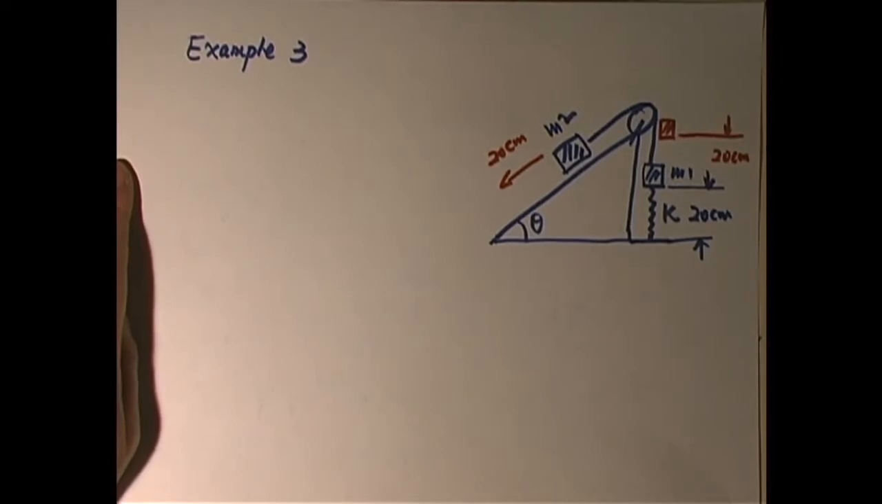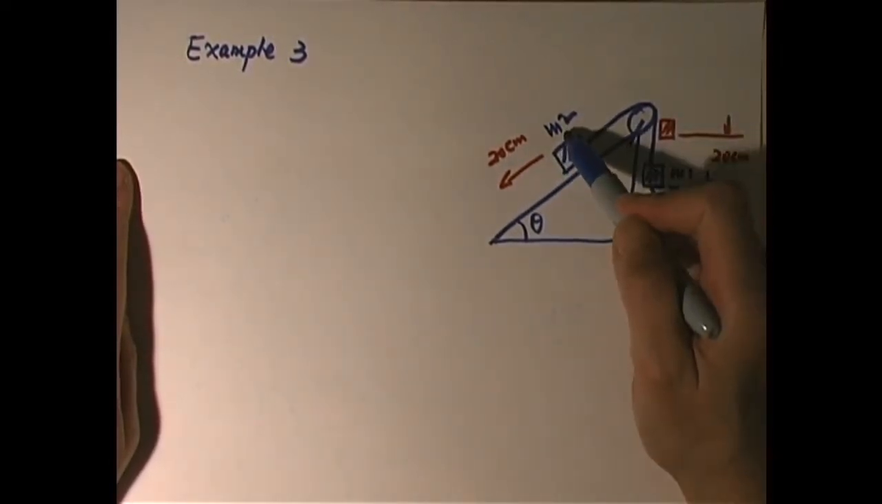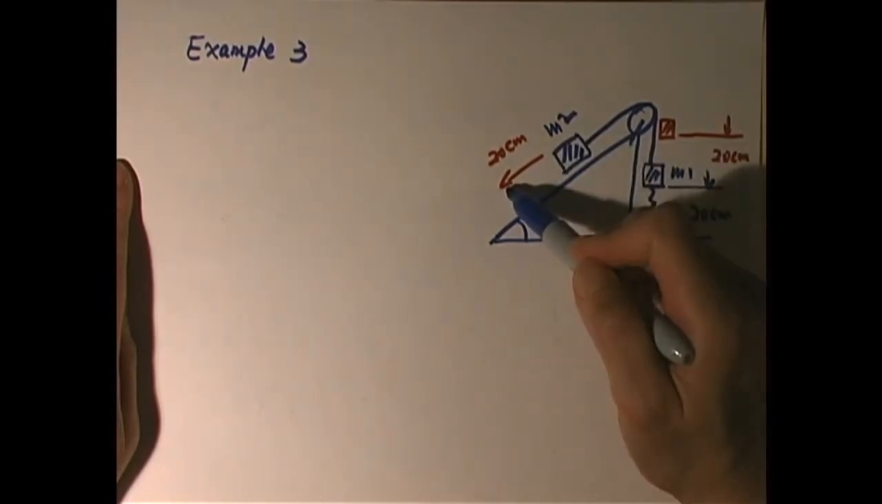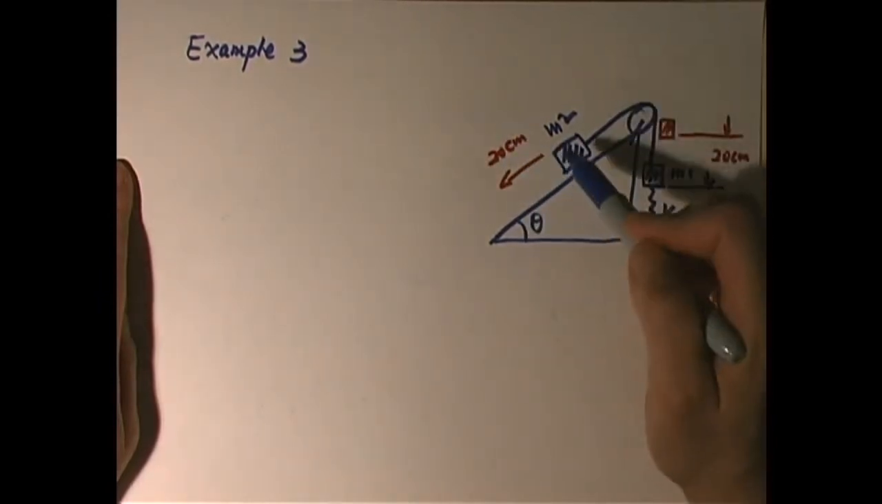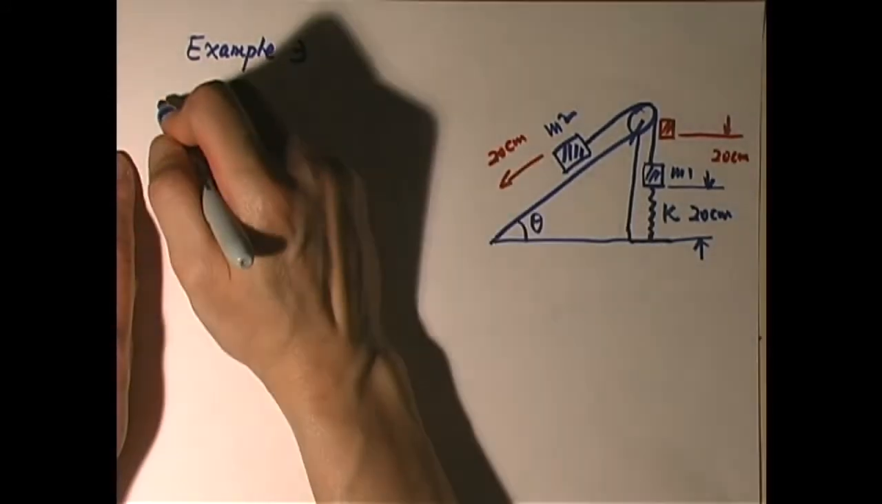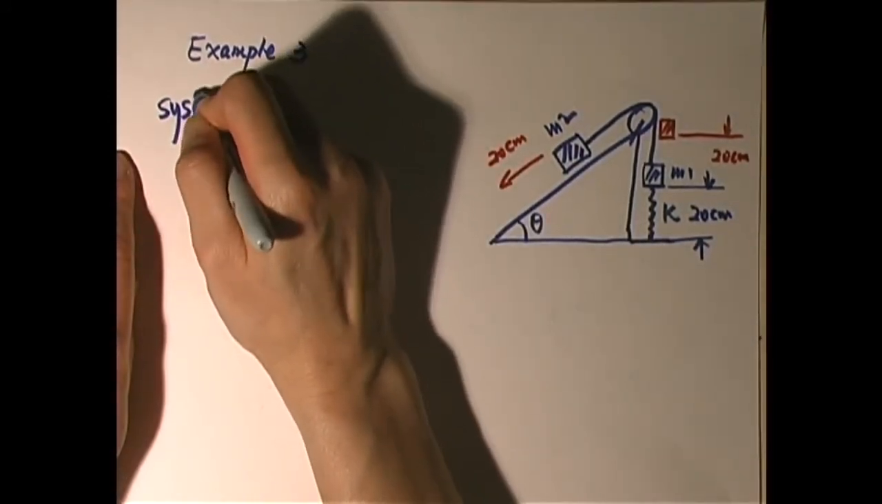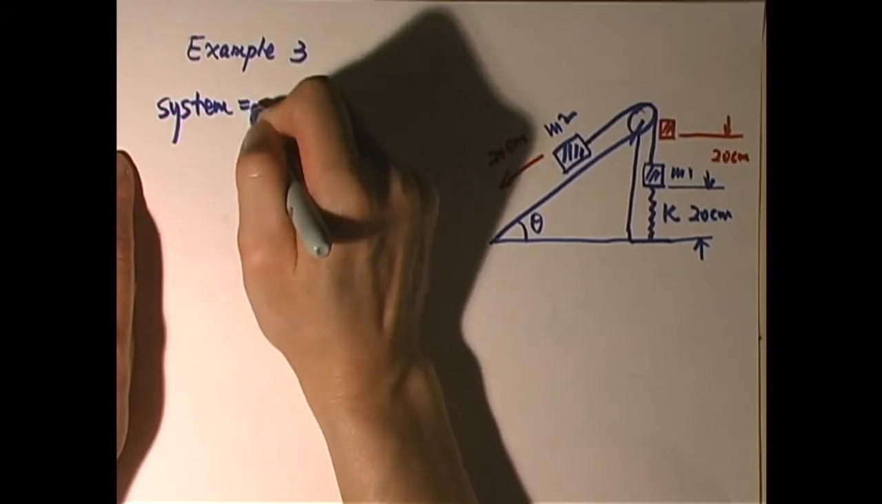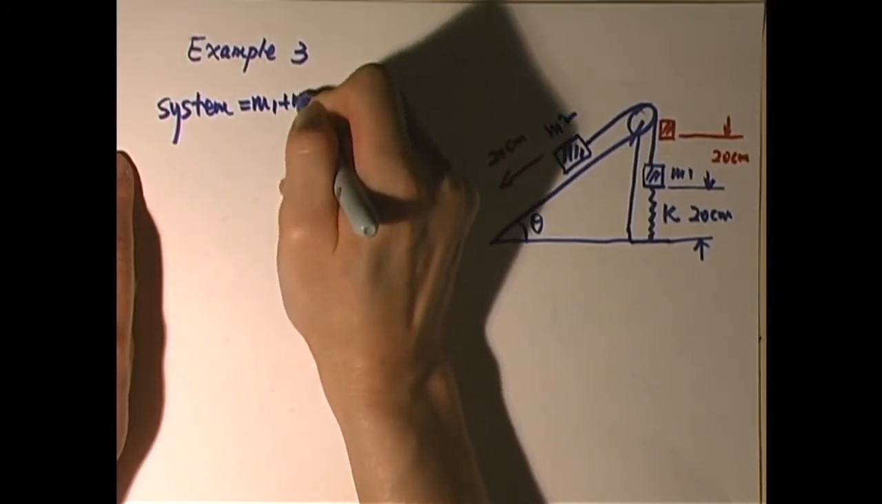Our question is, obviously, when we pull this M2 down 20 centimeters on the slope and we let it go, M2 will move up and this one will come down. Our question is, when the block M1 goes back down to this 20 centimeters line, what is the V of both blocks? So again, it looks like a system defined as M1 plus M2.